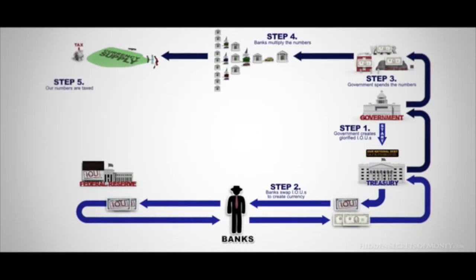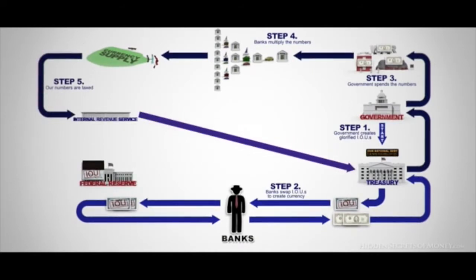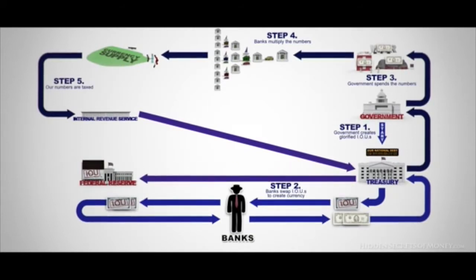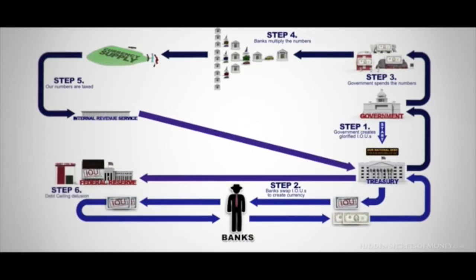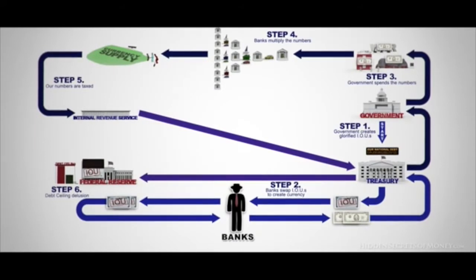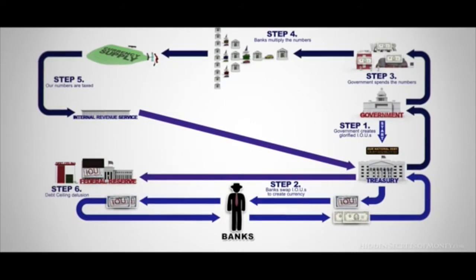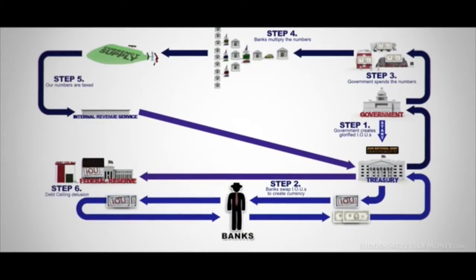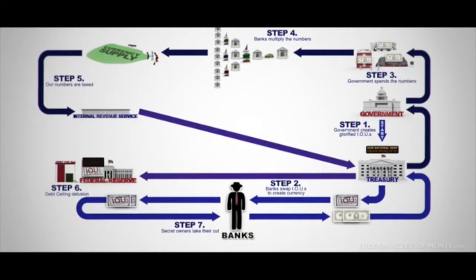Then we work for some of those numbers, which brings us to step 5, where our numbers are taxed. We pay tax to the IRS, who then turns our numbers over to the Treasury, so the Treasury can pay the principal plus the interest on bonds that were purchased by the Federal Reserve with a check from nothing. Then we get to step 6, the debt ceiling delusion. The system is designed to require ever-increasing levels of debt and will eventually collapse under its own weight because politicians always kick the can down the road. They don't want it to collapse on their watch.